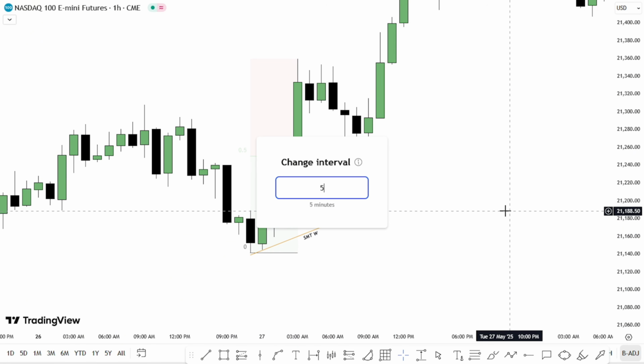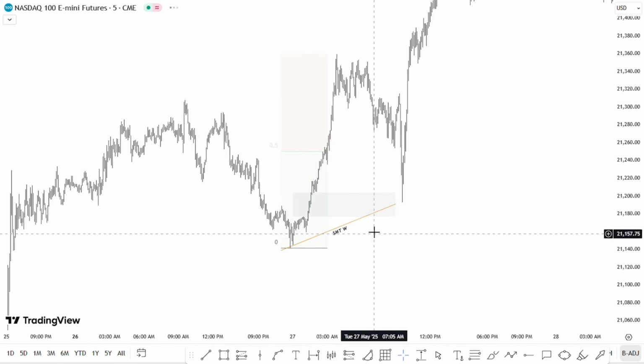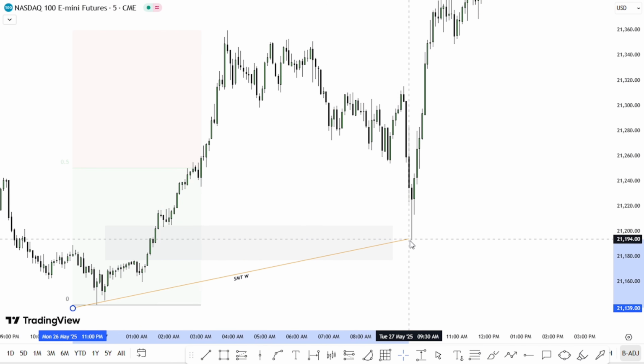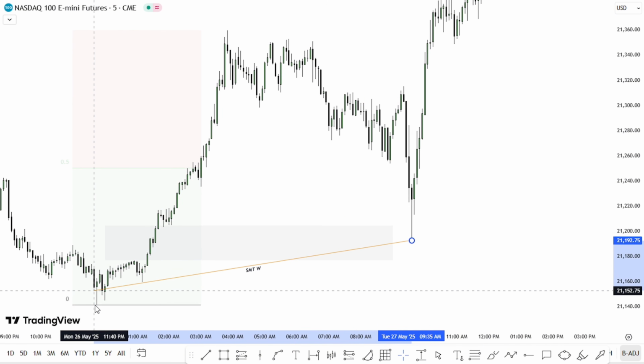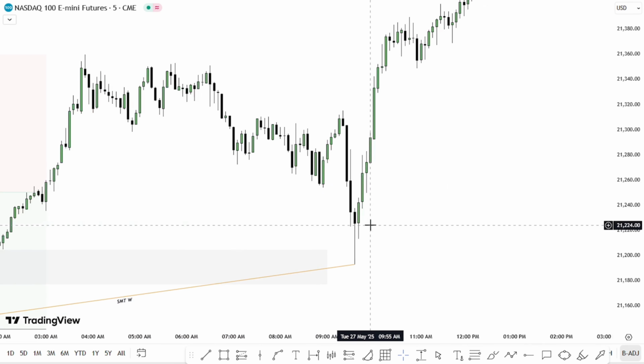And now you've got to focus on the 5-minute time frame, which will be the lower time frame there. You just need a key time. See that as an SMT, key time, SMT, key level.